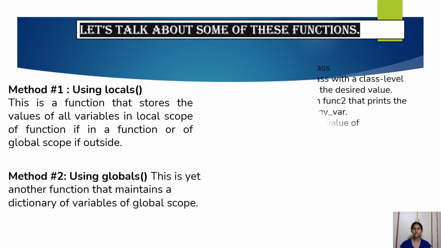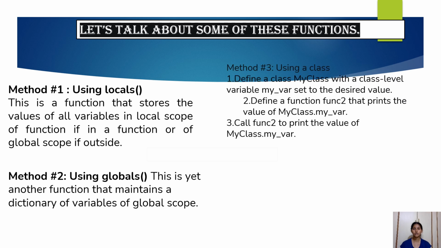Method 3, using a class. There are three steps. First, define a class with a class-level variable my_var set to the desired value. Second, define a function that prints the value of my class variable. Third, call the function to print the value of my class variable.